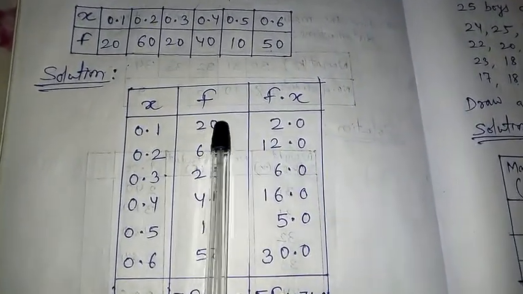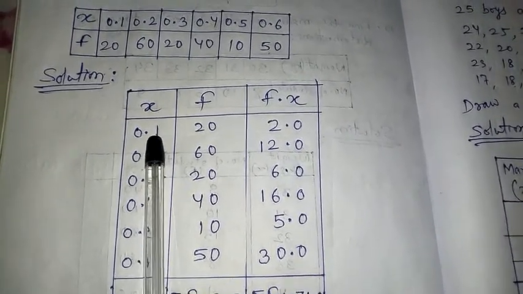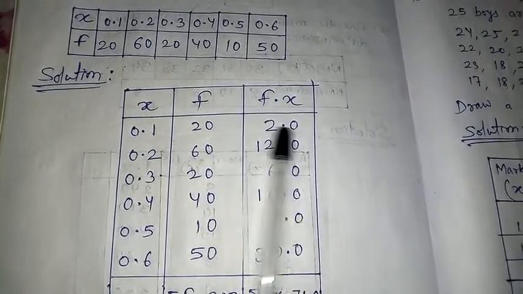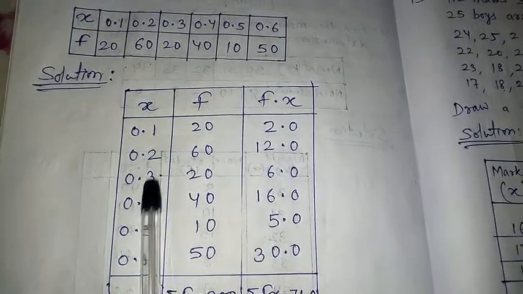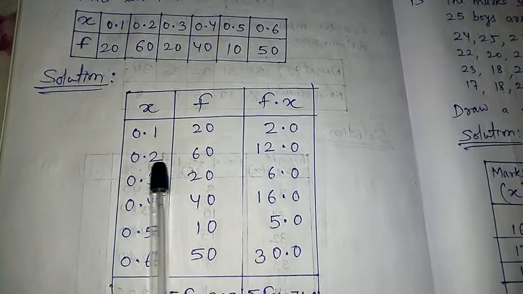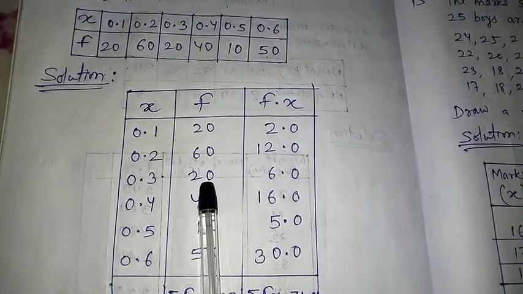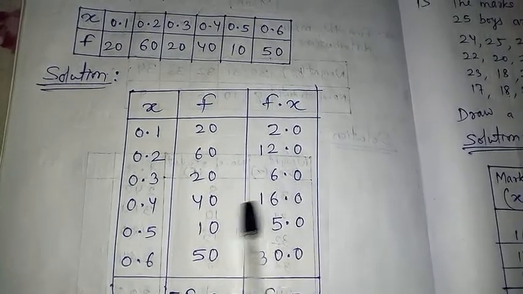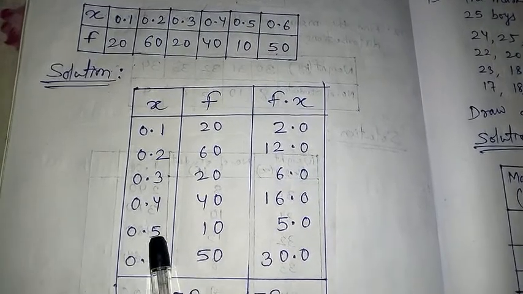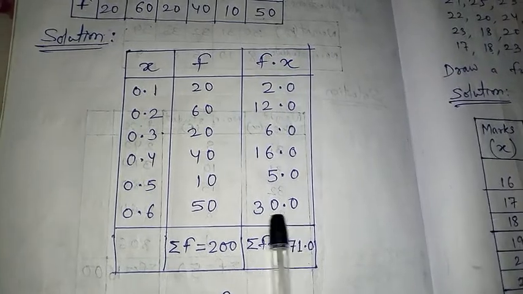Now you multiply. 20 times 0.1 is actually 2, but after one number there is a decimal, so 2.0. You multiply and put a decimal after every one number. Why? Because you can see after every one number there is a decimal. So you multiply 6 by 2, 12, 12.0. This is 6, so 6.0. This is 16.0. This is 5.0. This is 30, so 30.0.